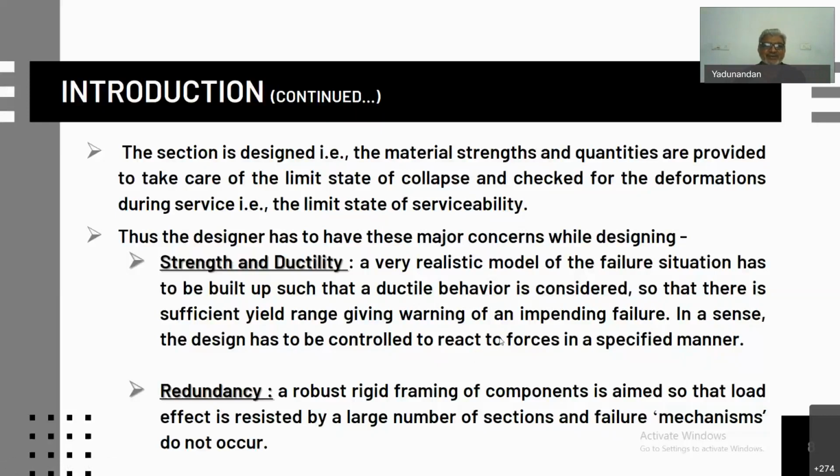These major concerns, the first one is the strength and ductility. A very realistic model of the failure situation has to be built up so that a ductile behavior is considered, so that there is a sufficient yield range giving warning of an impending failure. In a sense, the design has to be controlled to react to the forces in a specified manner. So this is the basis. We are trying to control the design so that the ductility is guaranteed. Ductile failure is going to occur if at all failure is going to occur at overloads.